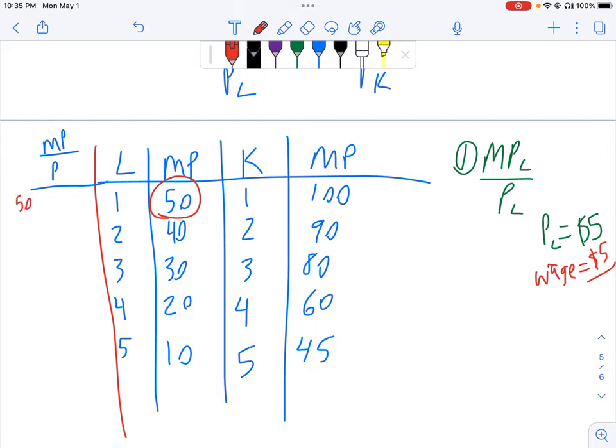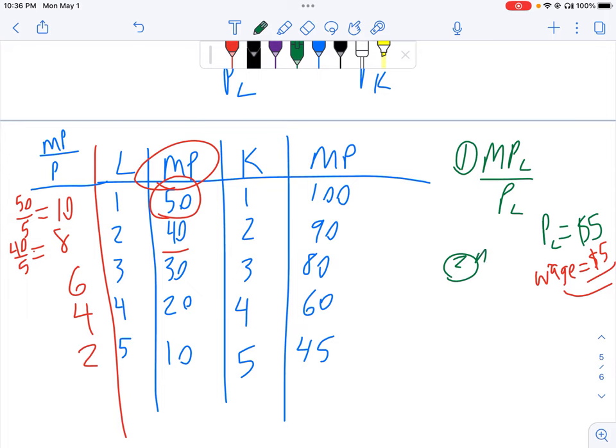So that would be 50 divided by 5, so 10. The next one would be 40 divided by 5, which is 8. All I'm doing is the marginal product divided by the price, which is the wage. Okay, and so that'd be 10, 8, 6, 4, and 2.